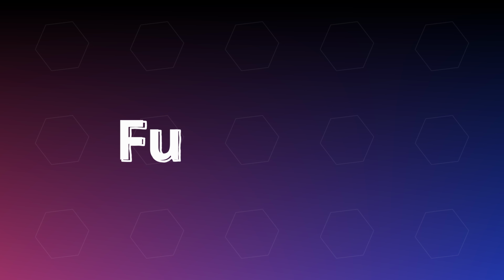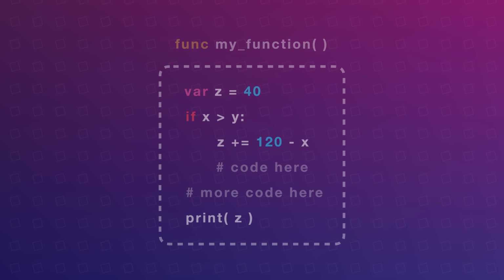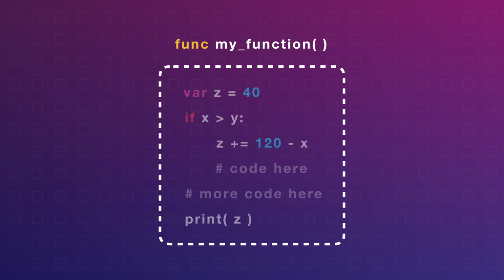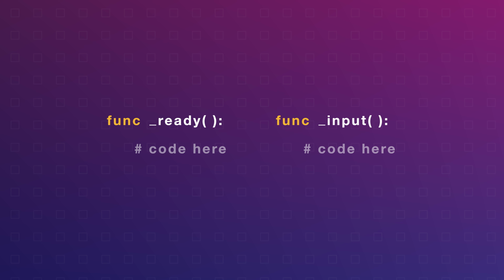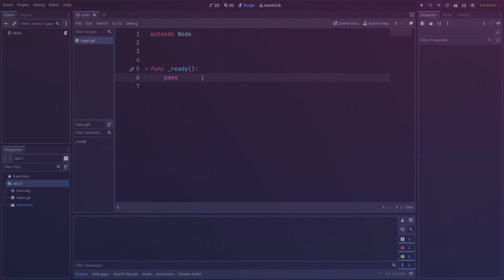Great job! Functions. Functions are the bread and butter of programming. They allow you to bundle up your code in small reusable packages. So far, we've been using some of Godot's built-in functions like ready and input. Notice how these are prefixed with an underscore. This is to show that they are not activated or called by us, but by the engine itself. But we can actually make our own functions and use them to do really cool things. Common functions to making games are things like jump, die, shoot, and respawn. And making a function is actually really easy.